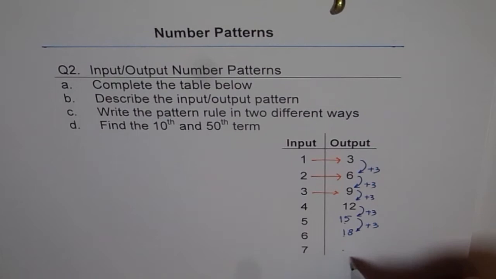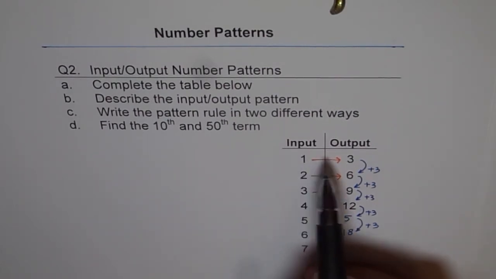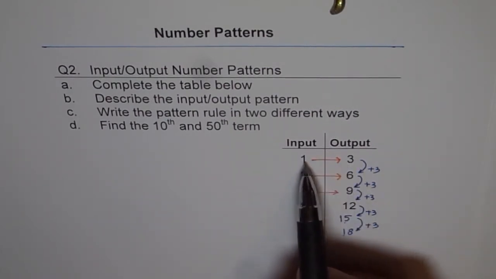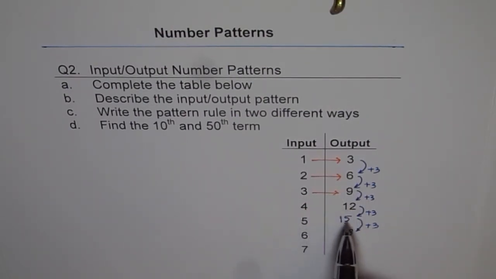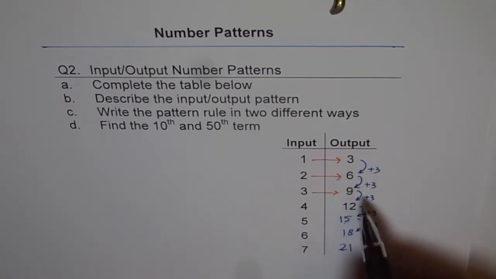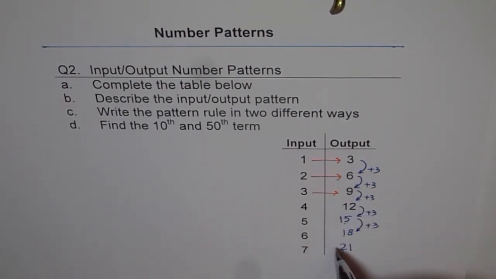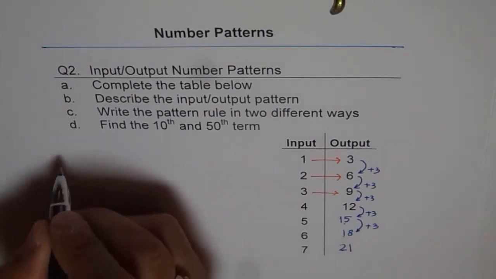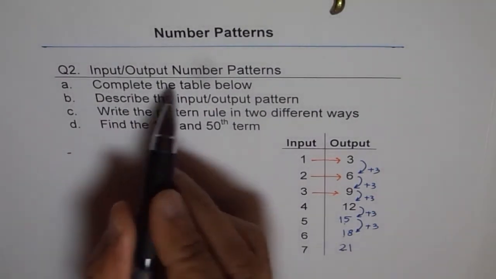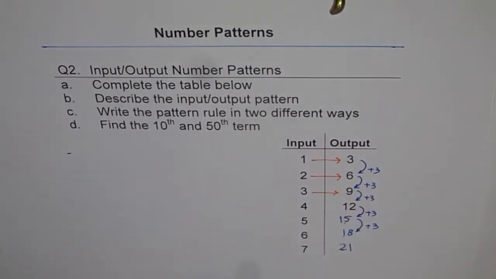The second pattern which we saw was input times 3. 1 times 3 is 3, 2 times 3 is 6, 3 times 3 is 9, 4 times 3 is 12, 5 times 3 is 15, 6 times 3 is 18, 7 times 3 is 21. That's how we can get it, right? These are the pattern rules you can describe, correct? I'd like you to answer each question individually. Right here, complete the table. Yes, we completed the table.